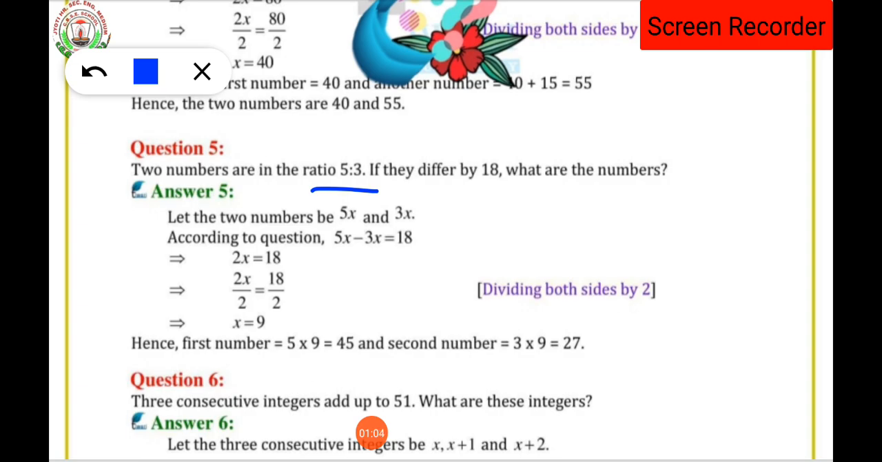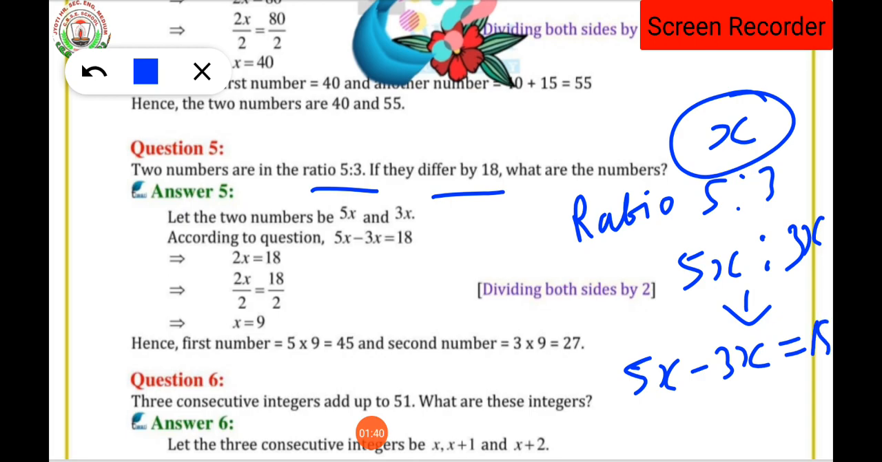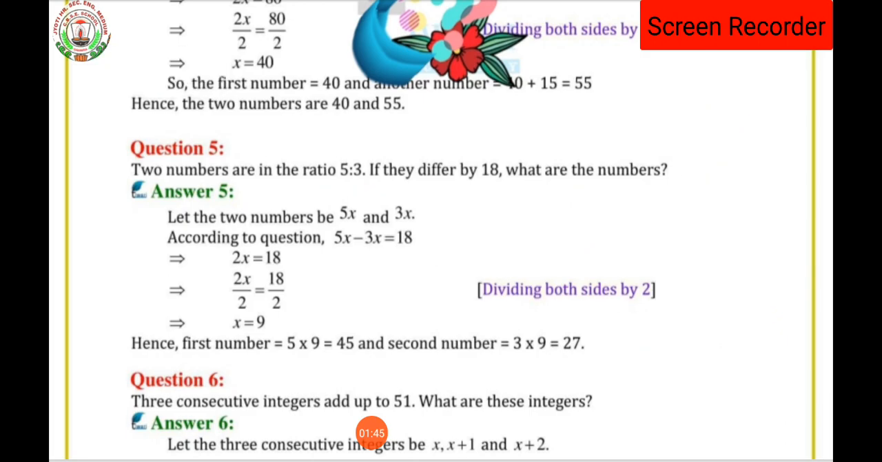First of all, let the number be x. Since the ratio is 5:3, the ratio will change according to x as 5x:3x, isn't it? Then according to the question, if they differ by 18, that means this ratio will differ by 18, so that will be 5x minus 3x is equal to 18. Clear? Now you just have to solve this equation, nothing more than that.